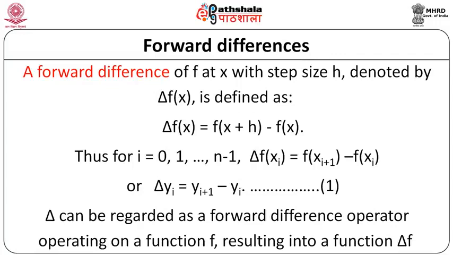Delta can be regarded as a forward difference operator. Why can we regard this as an operator? Because you can see that delta is operating on function f and resulting in a function delta f. So, given x we have the value of f(x), and corresponding to that x we can also have the value of delta f(x), and therefore we are saying that delta is an operator which transforms function f into delta f.